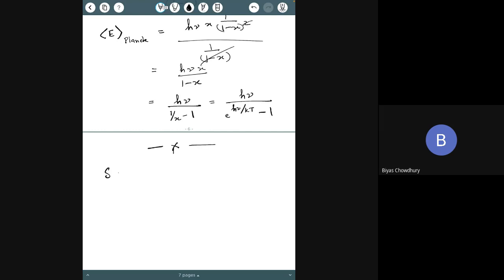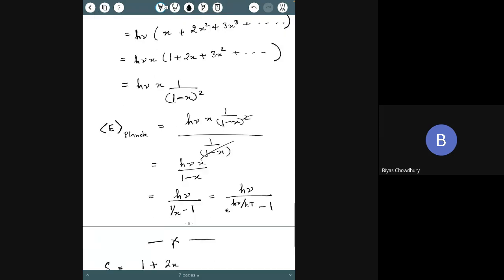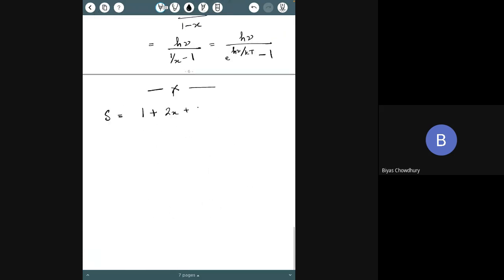So let's say my S is 1 plus 2x plus 3x squared plus whatever. My tablet doesn't scroll very well. Okay. So I can multiply this with x, or wait 1 minute. Let me see if I remember my high school math.